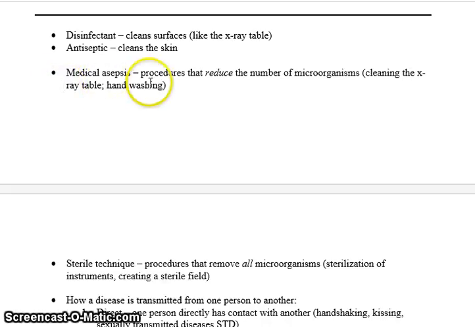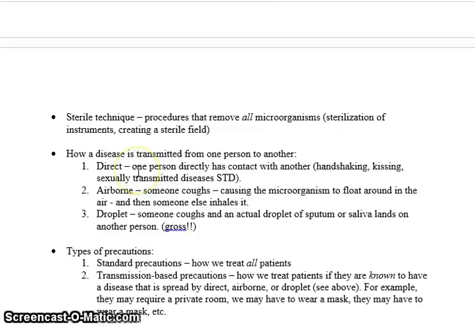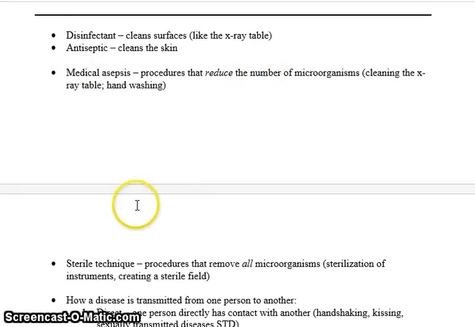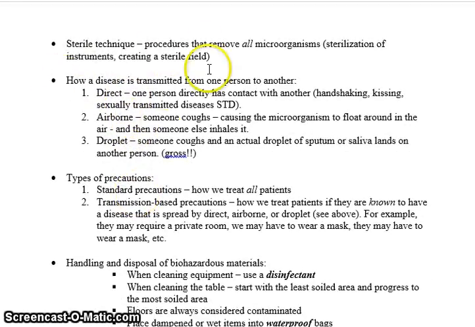Medical asepsis, those are procedures that reduce the number of microorganisms. So that's just your overall cleanliness, cleaning the x-ray table, hand washing, just overall making sure things are clean, versus surgical asepsis, which encompasses sterile technique. So those are procedures that remove all microorganisms, sterilization of instruments, creating a sterile field. So that's the difference between medical asepsis and surgical asepsis or sterile technique.